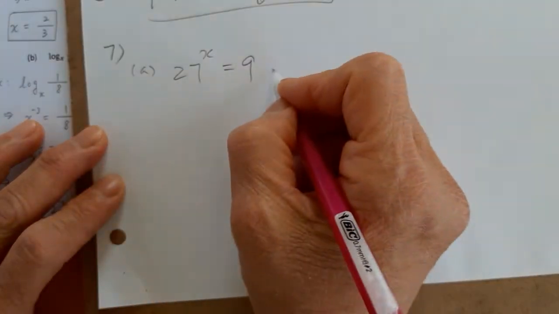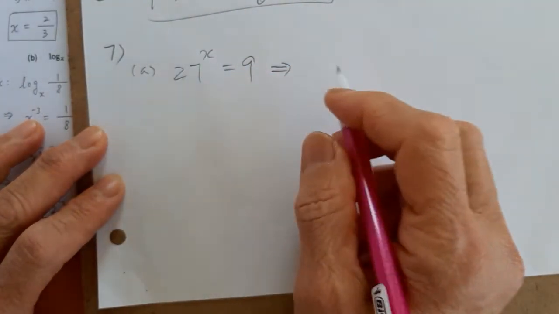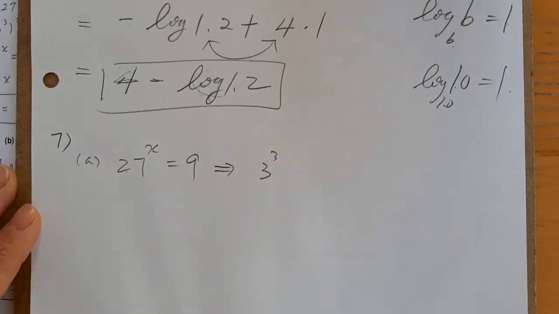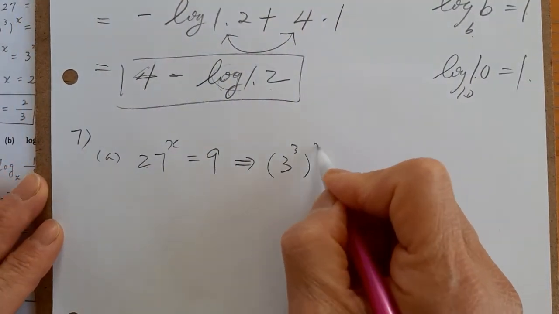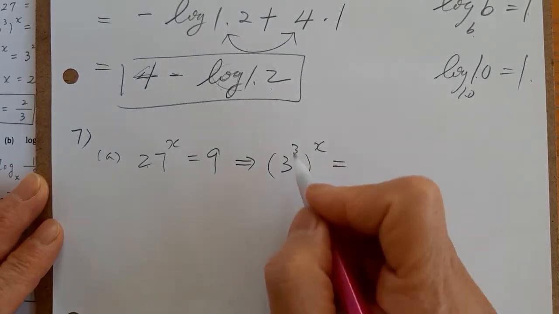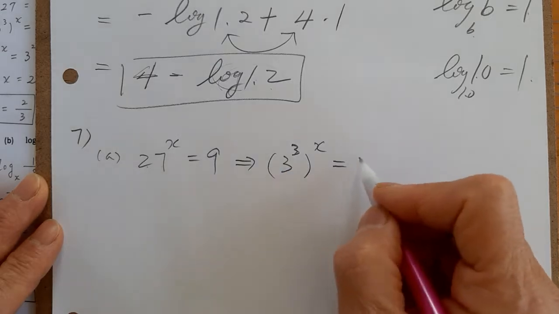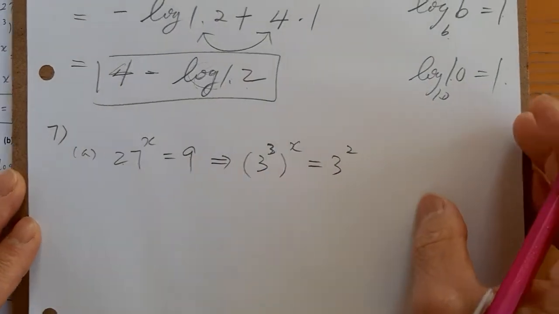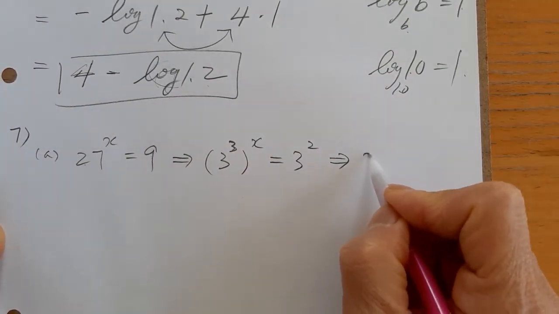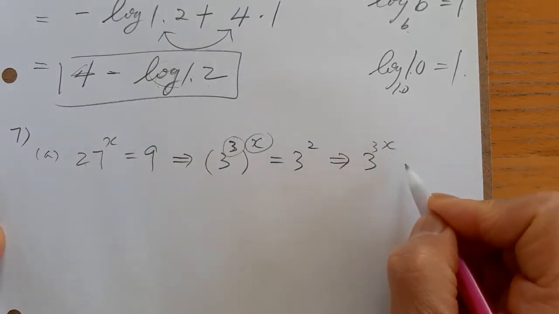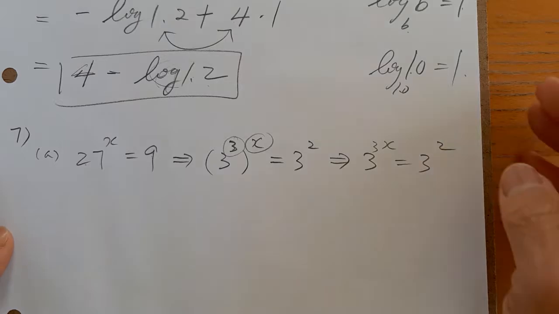First of all, 27 is 3 cubed, 3 times 3 times 3 is 27. Then to the power x equals 9. Change this to the same base, 3. 9 is 3 squared. And then use the power rule: 3 times x equals 3 squared.